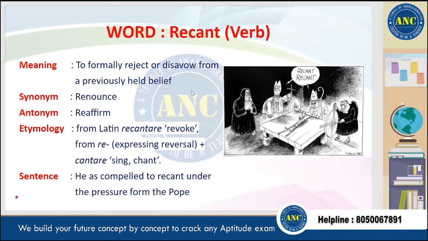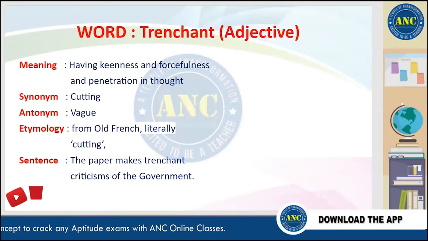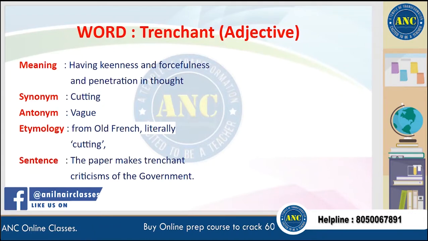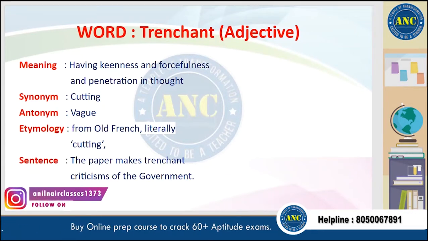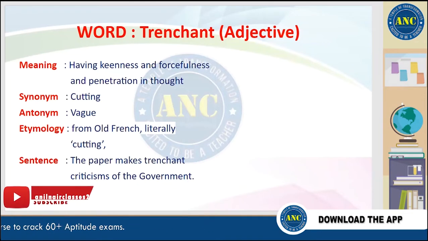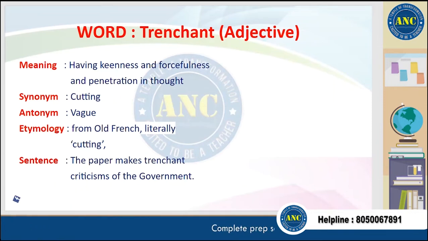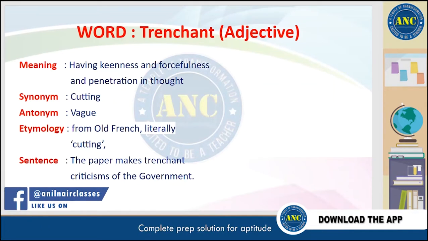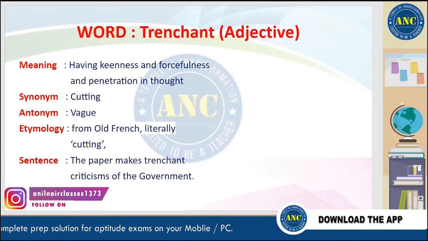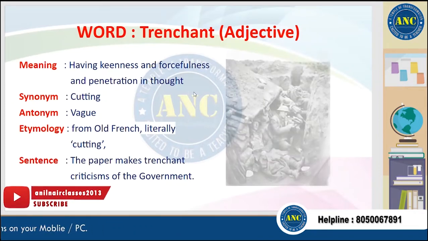Okay, moving on to the next word. It means trenchant. It means having keenness and forcefulness and penetration in thought. A synonym is cutting, or you could even use sharp. An antonym is vague. It is derived from an old French word which literally means cutting. A sentence you can use to remember is, the paper makes trenchant criticisms of the government.